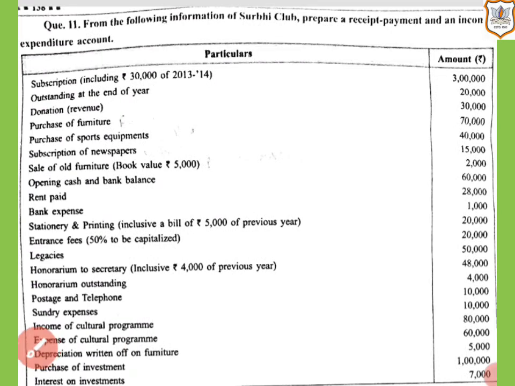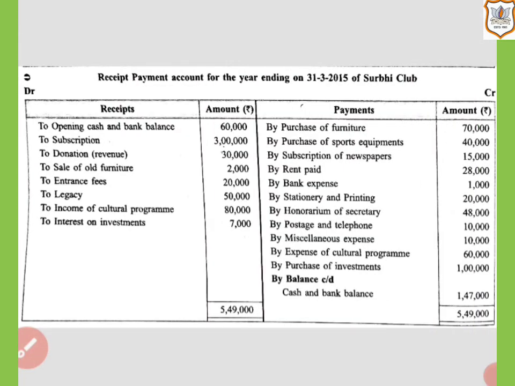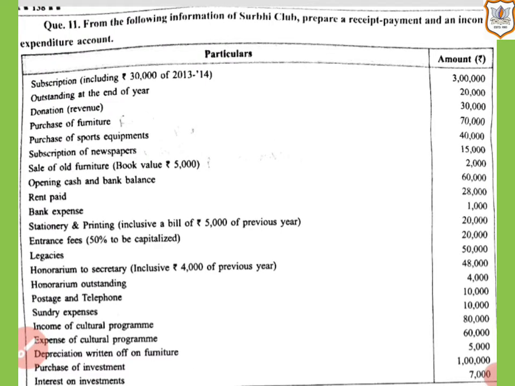Now let us see next. Next is legacies. Amount is 50,000. Legacy is an income of capital nature. So it will be recorded only on the receipt payment account, on receipt side. Here it is 50,000.